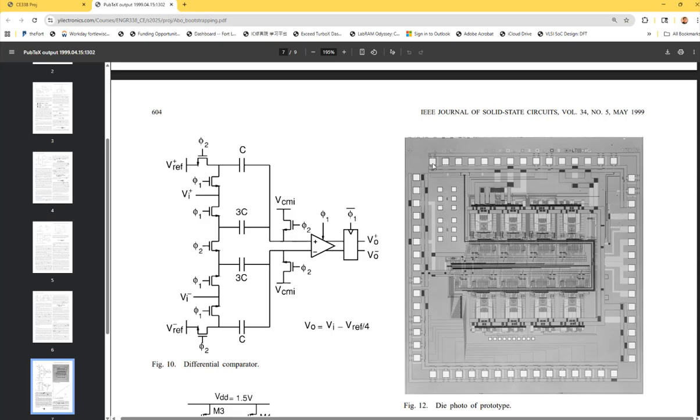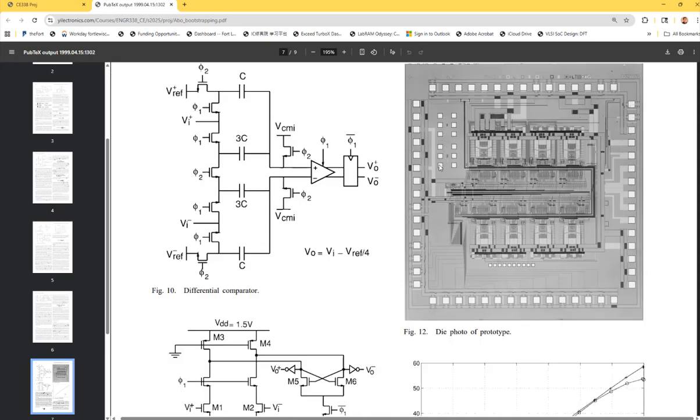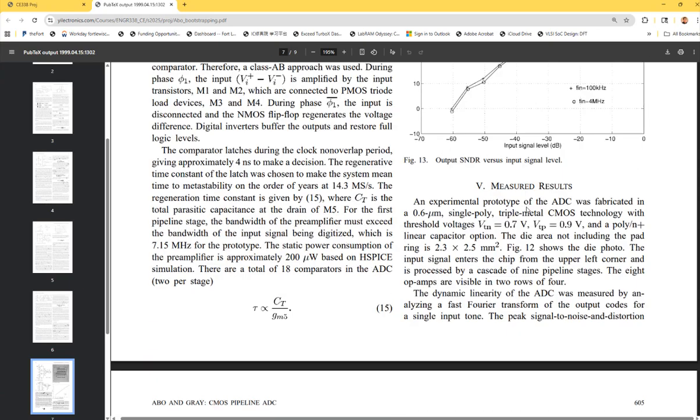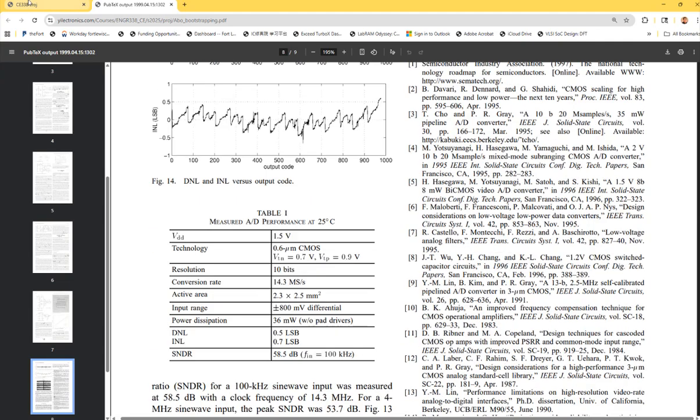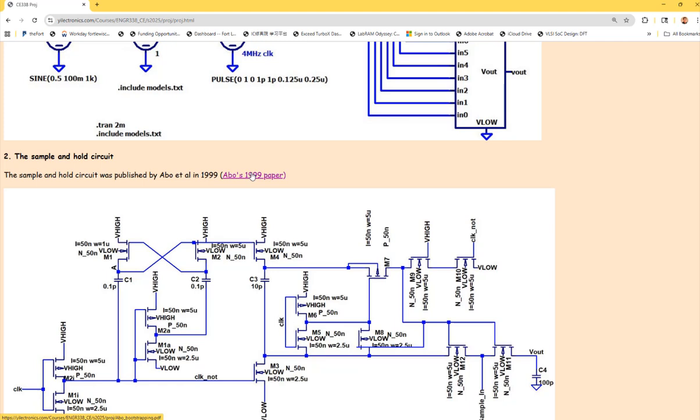Okay. So you can see in that case, the die size is probably about 1 millimeter, maybe a bit less, but similar. So you can see it was a pretty old technology. That's why one single ADC takes so much area on the die. Okay. Anyway, so that's where the circuit is from.